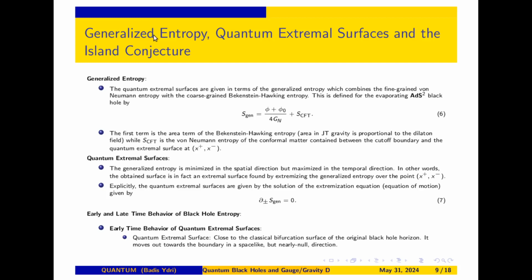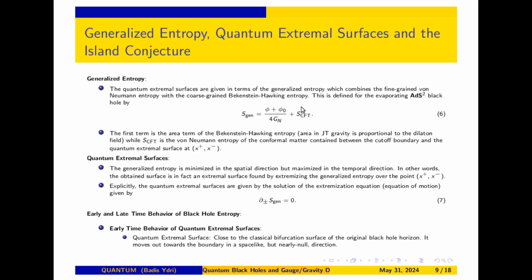The generalized entanglement entropy combines the fine-grained von Neumann entropy with the coarse-grained Bekenstein-Hawking entropy. This concept is crucial for understanding black hole dynamics in a quantum framework. The generalized entropy for the evaporating AdS2 black hole is given by equation 6.